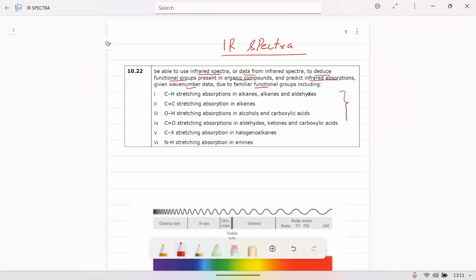So some of them which we need to know are these things. That means you should be able to identify alkanes, alkenes, aldehydes, then alcohols, carboxylic acids. So some of the ones which you have come across.